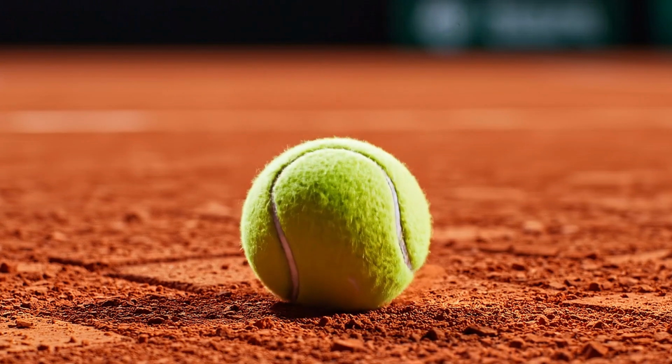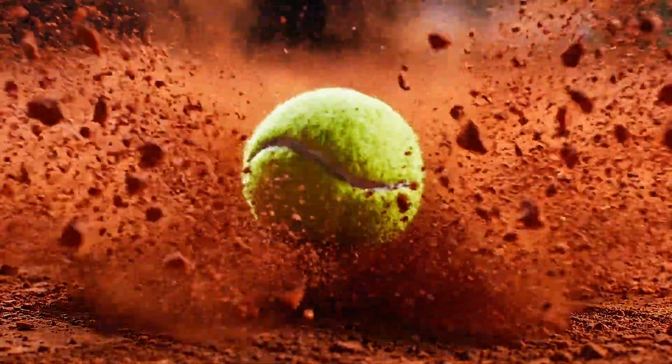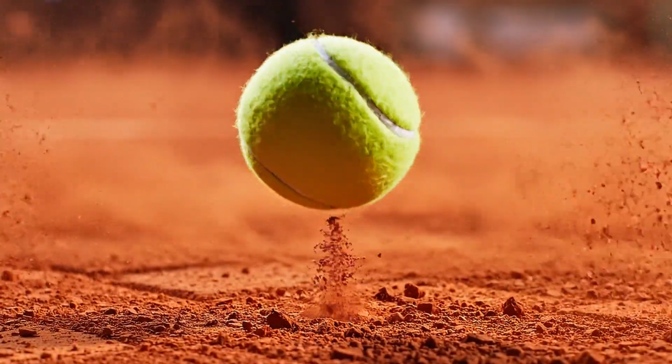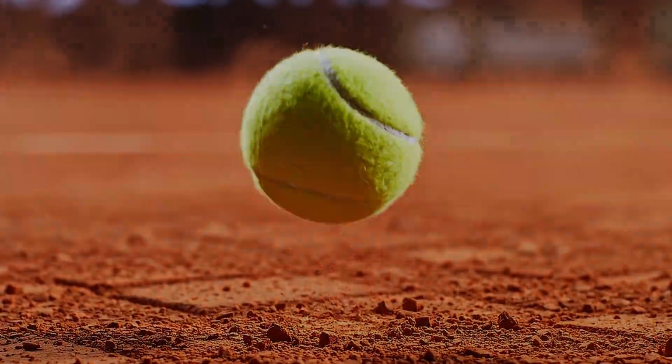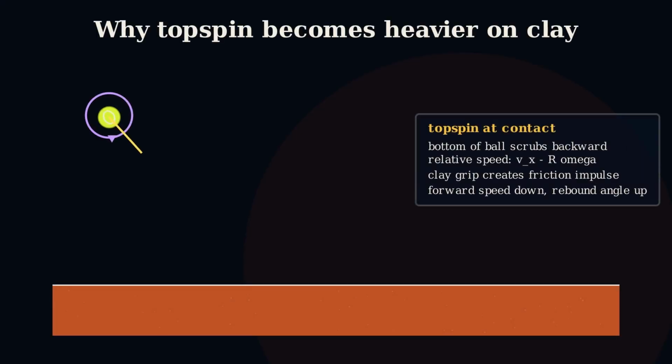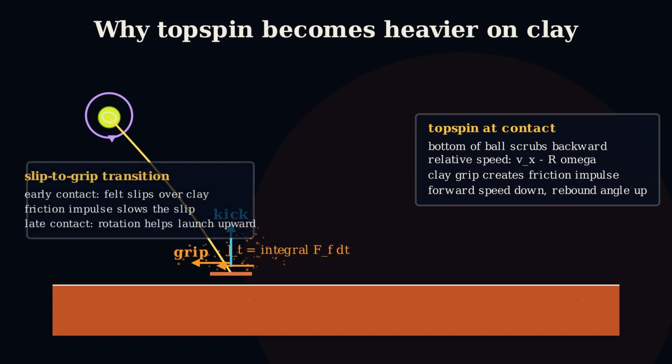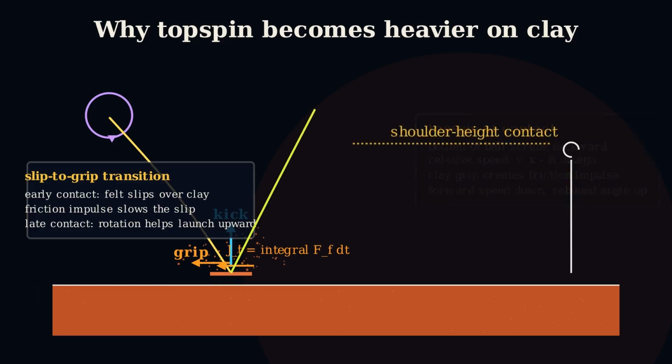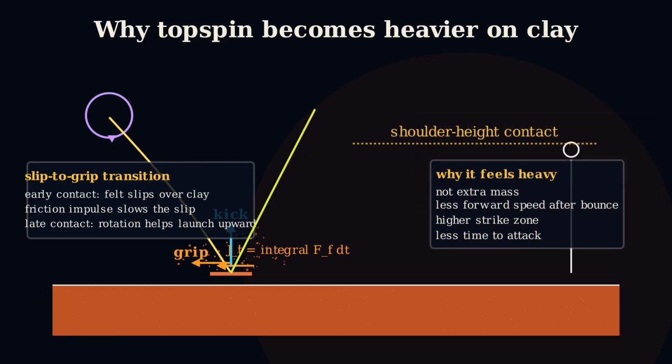With topspin, the bottom of the ball scrubs backward against the court during contact. The relative speed at the contact patch is tied to forward velocity minus radius times angular velocity. Clay grip creates a strong friction impulse. Early in contact, the felt slips over the clay. Then, friction slows that slip and helps redirect the rebound upward. That is why the ball can leave the court with less forward speed but a higher rebound angle.